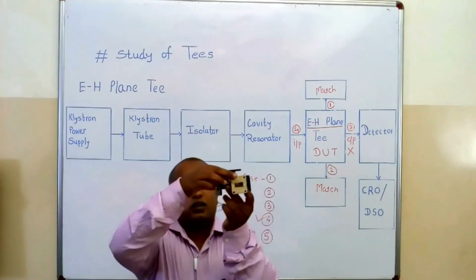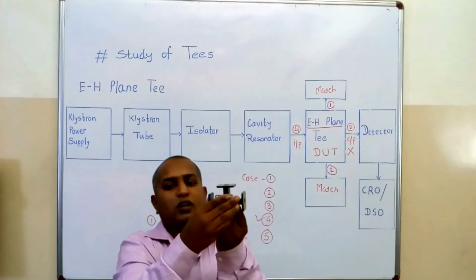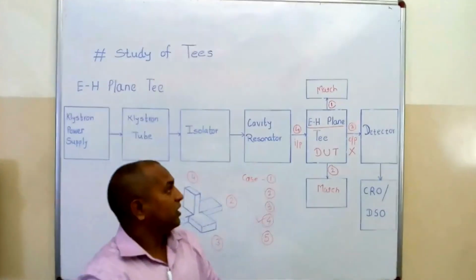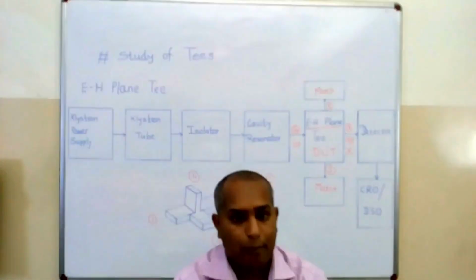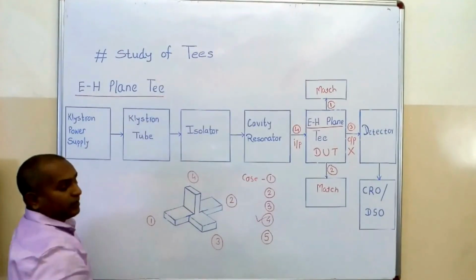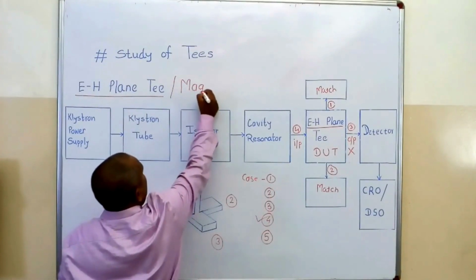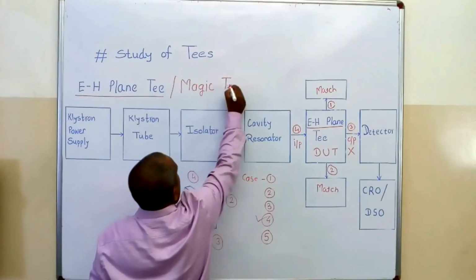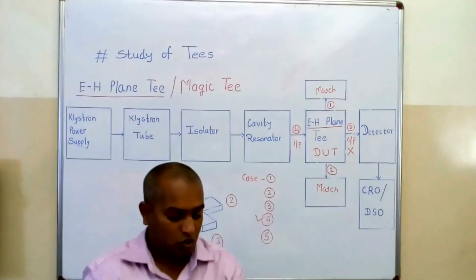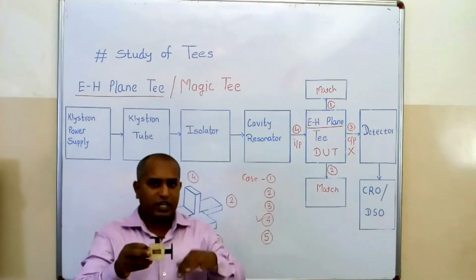So here if we get a matching of any two terminals, the remaining terminal automatically matches. And this is the fifth reason the E-H plane is known as a magic T, and hence we can write the study of the E-H plane, or it is also known as a magic T. So this is the theory related to the magic T or E-H plane.